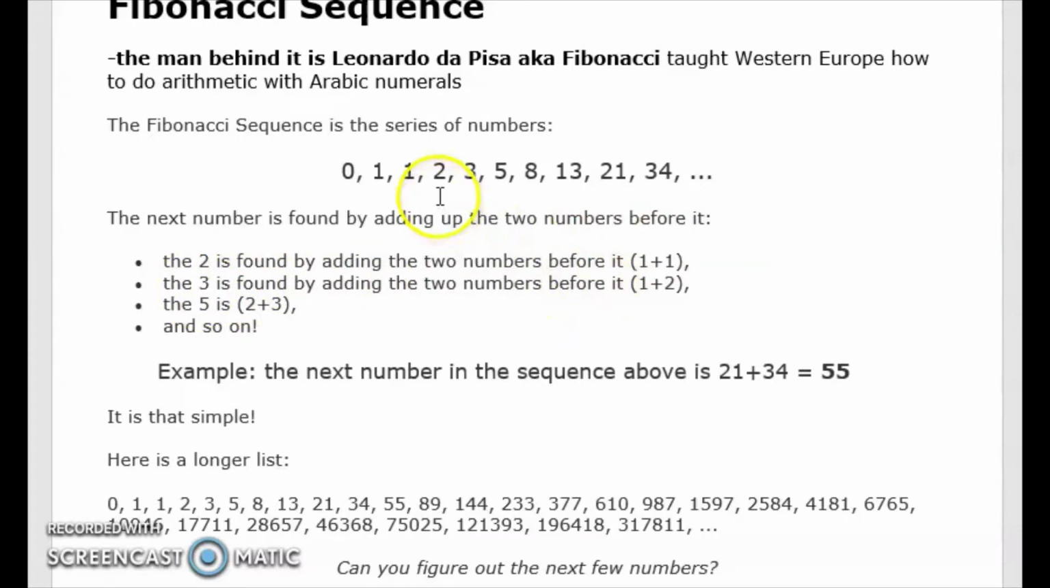So how do we get 2? We will just add the 2 numbers before it. So 1 plus 1 to get 2. Okay? So 3, how do we get 3? The same procedure. We will just add the 2 previous numbers. So 1 plus 2 equals 3. So the same steps for the 5, 8, 13, and so on and so forth.